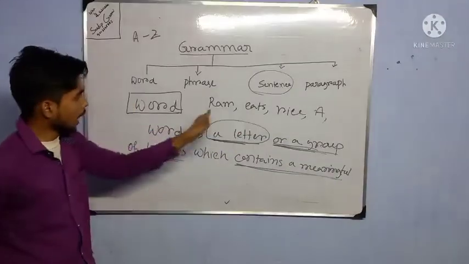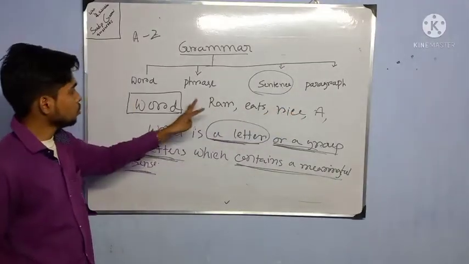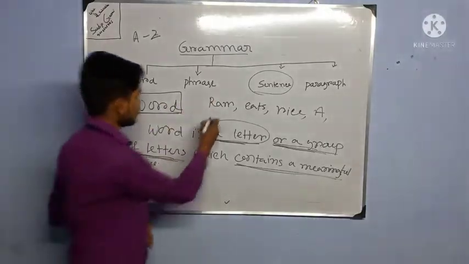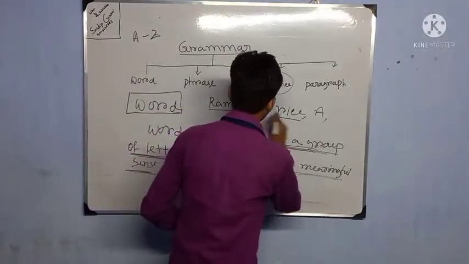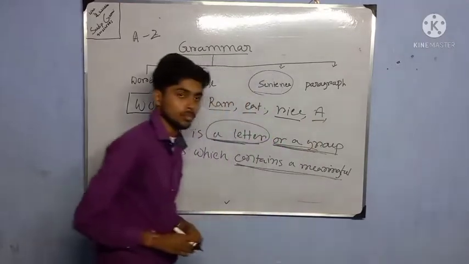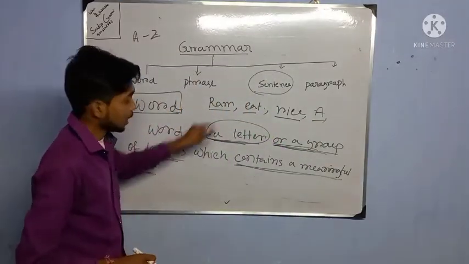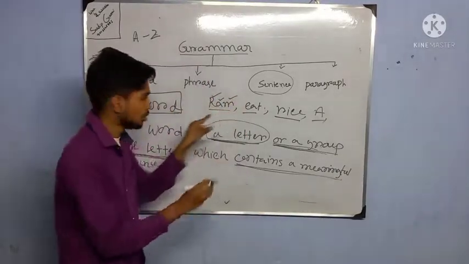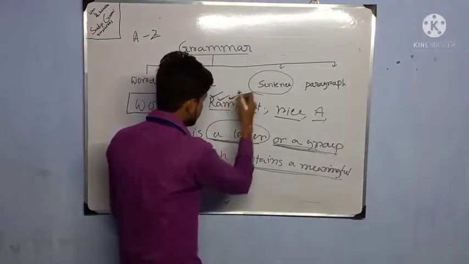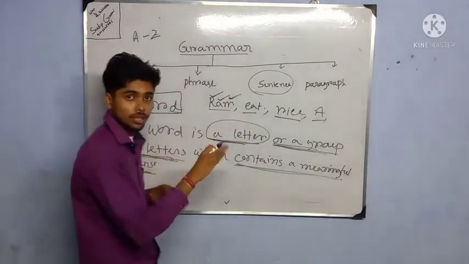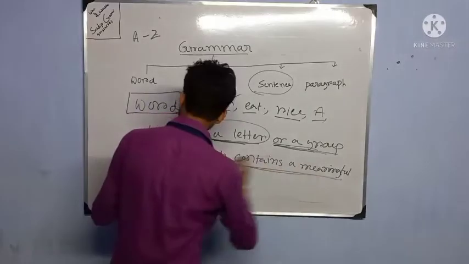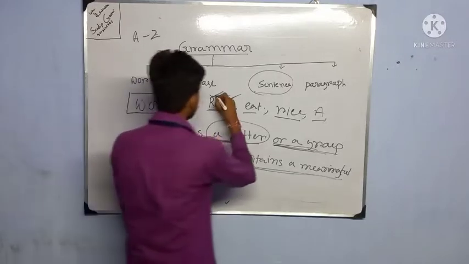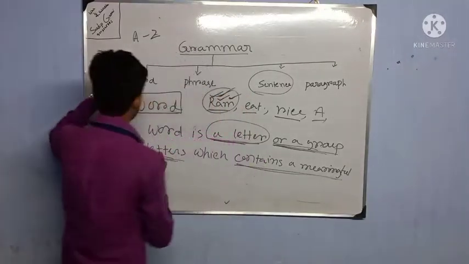So look, I have written a few words, some letters. Ram, eats, and A. Look at Ram, R-A-M. There are three letters. R is a letter, A is a letter, M is a letter. So the first condition is fulfilled. And the second condition is that it contains a meaningful sense. Ram means a person's name. So we can say this is an example of a word.